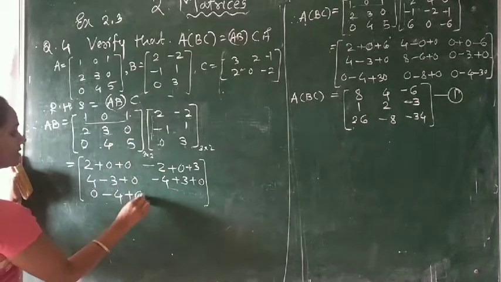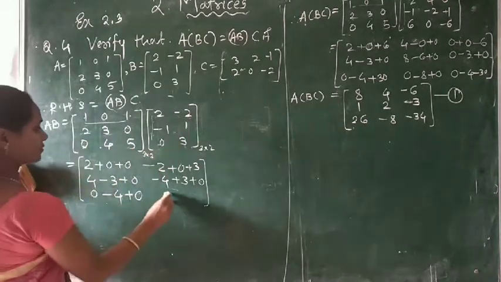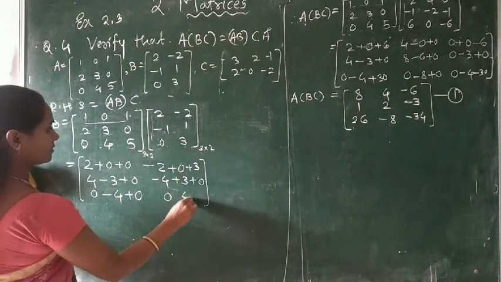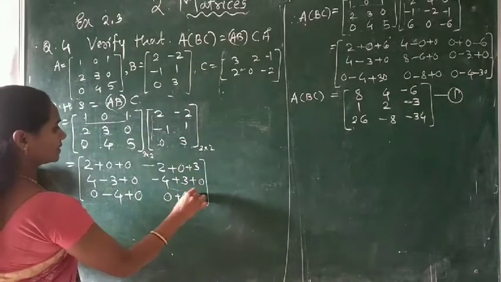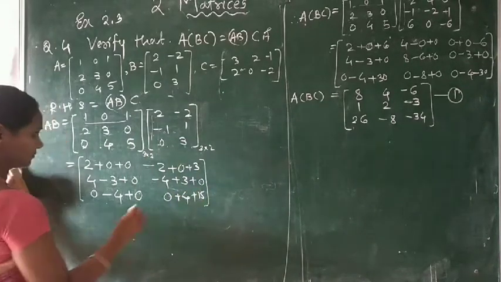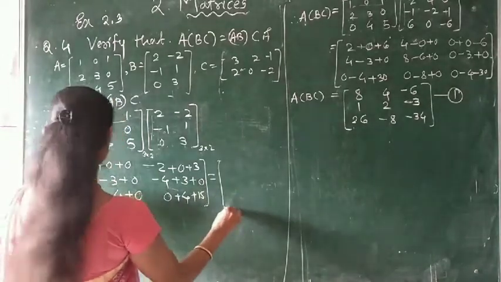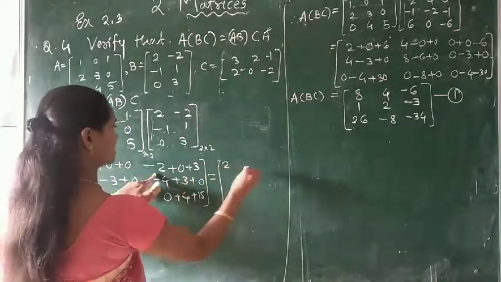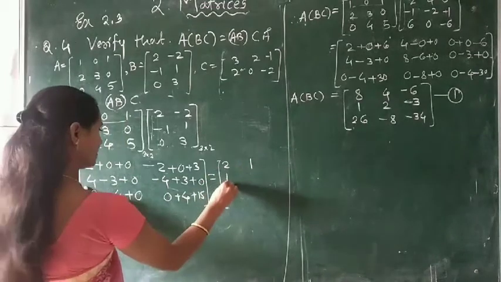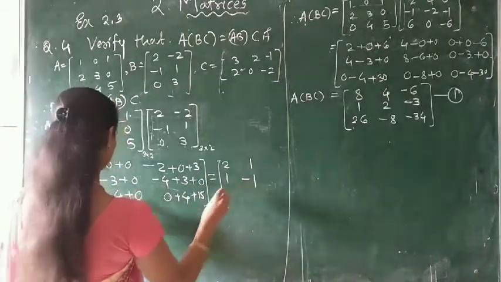5 into 0 it is 0. Next 0 into minus 2, 0. 4 into 1, 4. And 5 into 3, 15. So it is equal to the matrix 2, minus 2 plus 3, 1, 4 minus 3, 1, minus 4 plus 3, minus 1.